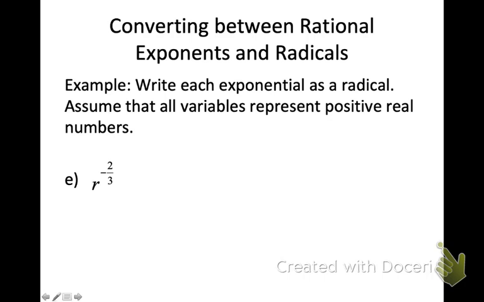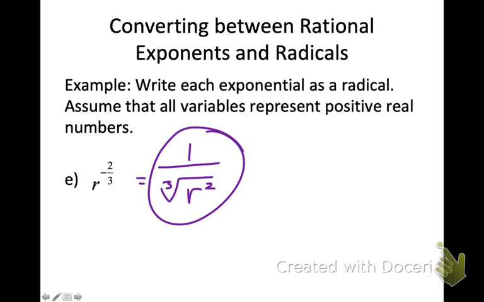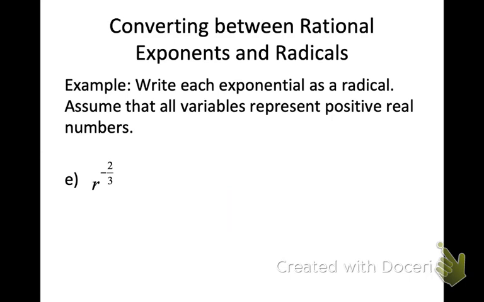r to the negative 2/3. What's that one going to look like? It's going to be 1 over cube root of r to what power? The 2nd. Good. It's just because you gotta do the flippy thing. And this is smaller than my index, which means I can't simplify it any further. If it was larger, then we would be able to take out some r's.